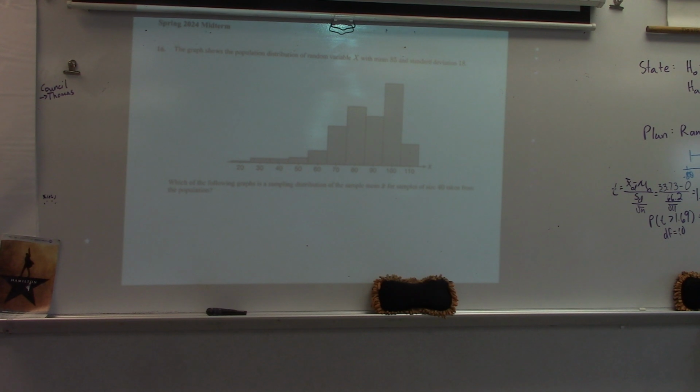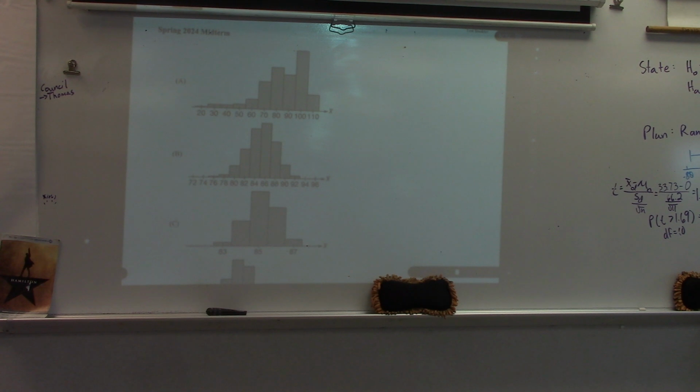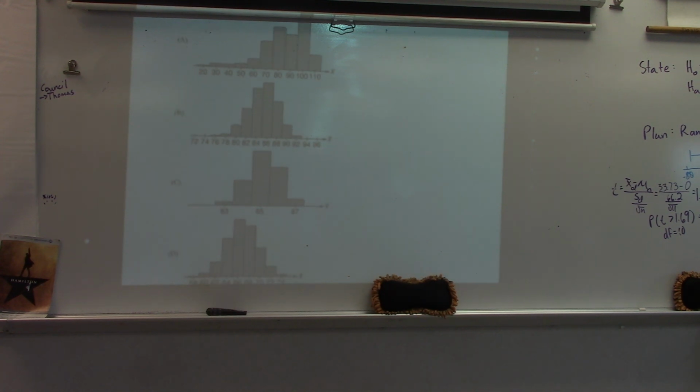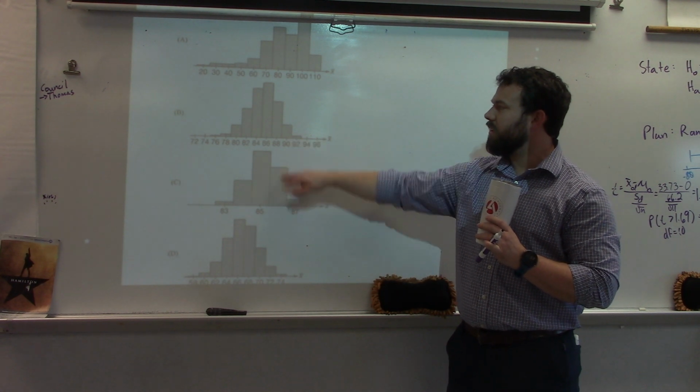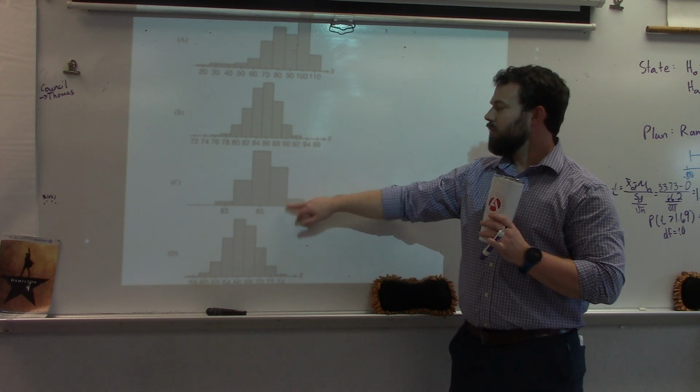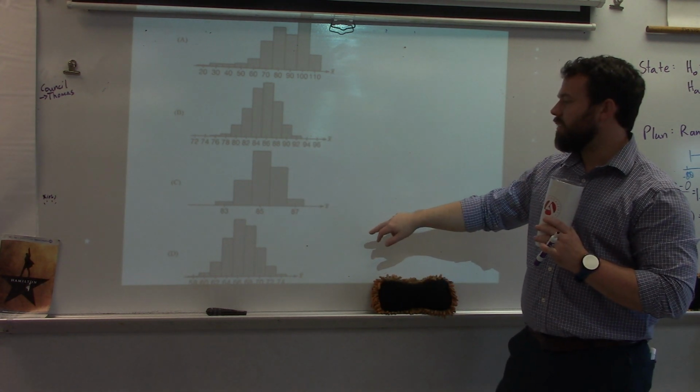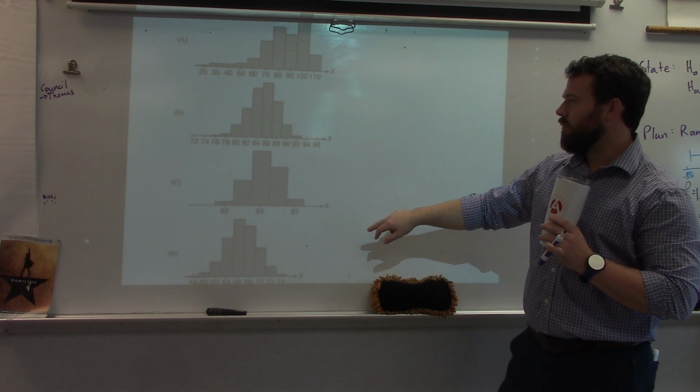So the mean will stay the same. What's going to happen to the standard deviation? Decrease, right? When we increase the sample size, the spread decreases. And what's going to happen to the shape, because we satisfy the central limit theorem? It becomes approximately normal. So notice how this one and this one both are centered at 85. But which one had a decrease in spread? Oh, this one. C?